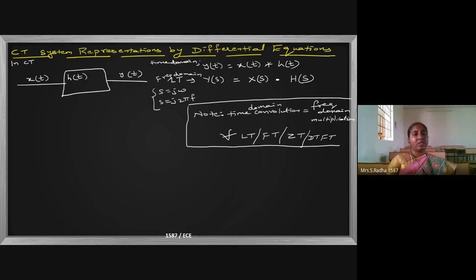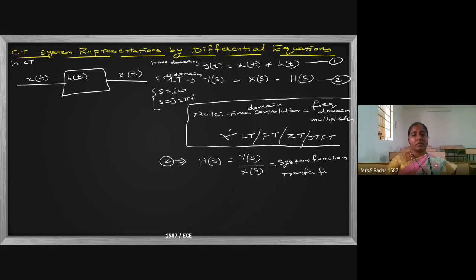I have one more point in this. Here, I will make this equation 1 and this equation 2. So in equation 2, you can write H of s equal to Y of s by X of s, and this is called the system function, or transfer function.